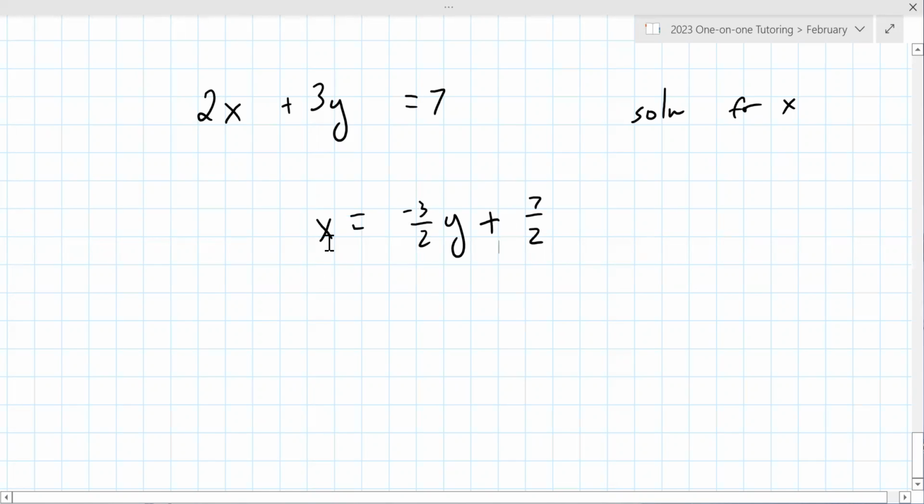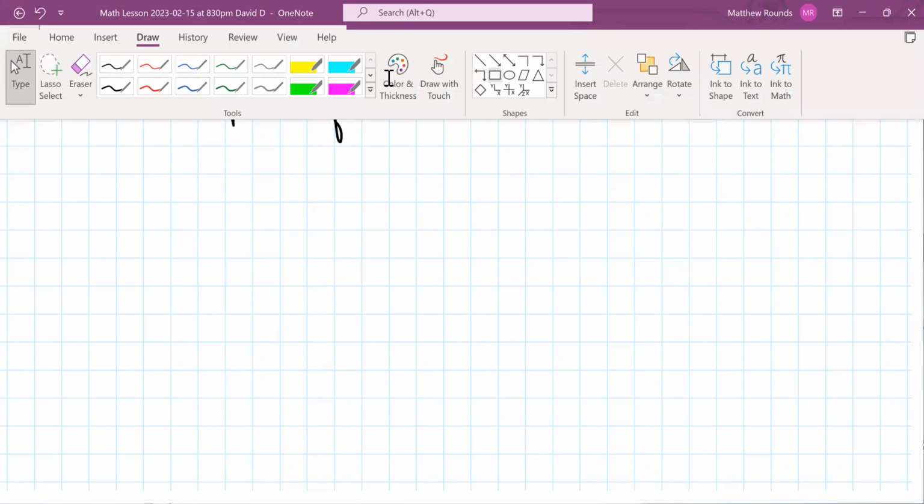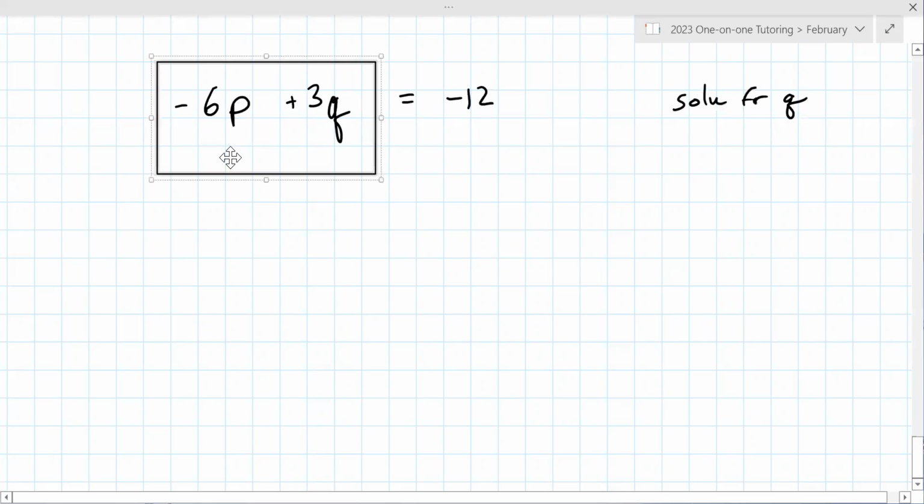Good. Okay. So the only thing that can kind of make this more complicated is if I add some negatives in here. So let's go negative 6p plus 3q equals negative 12. This time we're going to solve for q. So q is this one here. So your focus is on the left side. There you go.